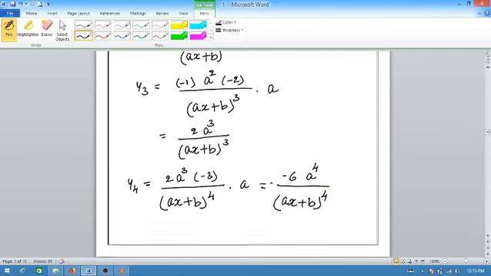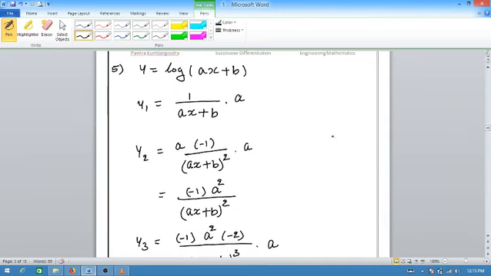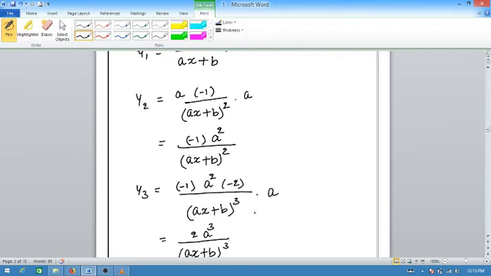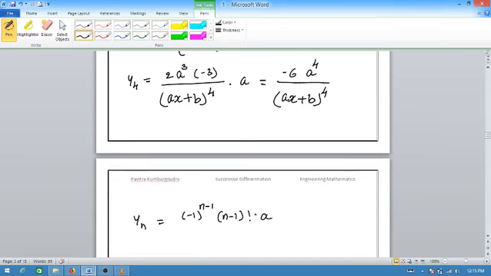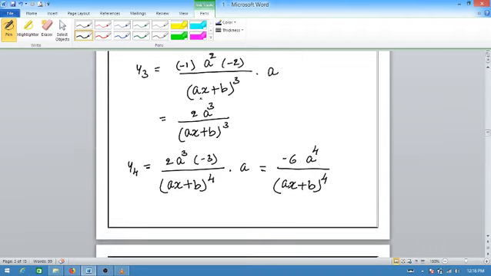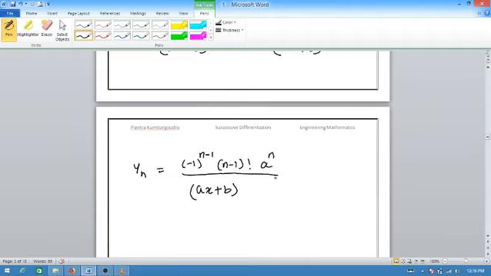so see here y1 contains a raised to 1, y2 is a square, y3 is a cube, y4 is a raised to 4. So that is a raised to n, whole divided by (ax plus b) whole raised to, now y4 is 4 and y3 is 3. So therefore it is (ax plus b) whole raised to n. So this is the nth order derivative for the logarithmic function.